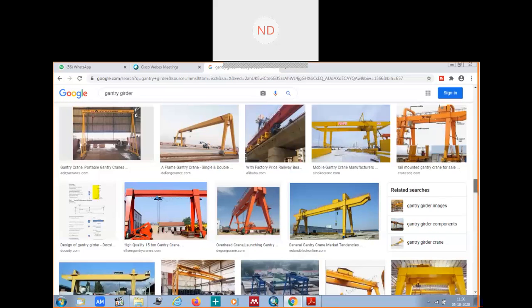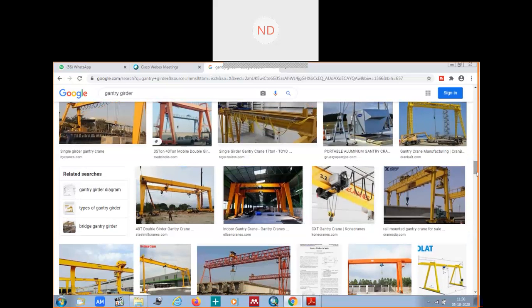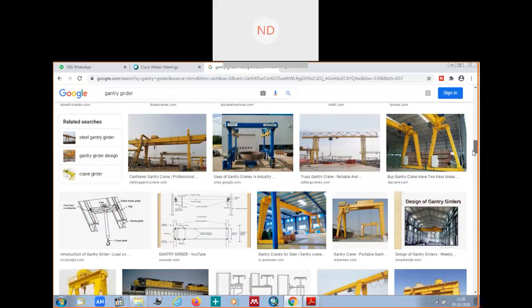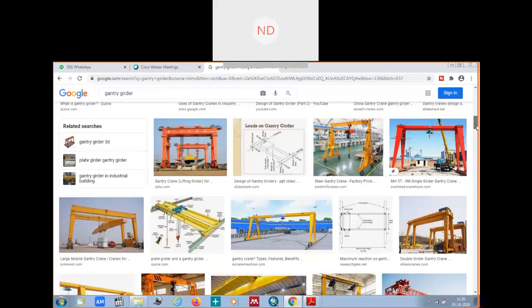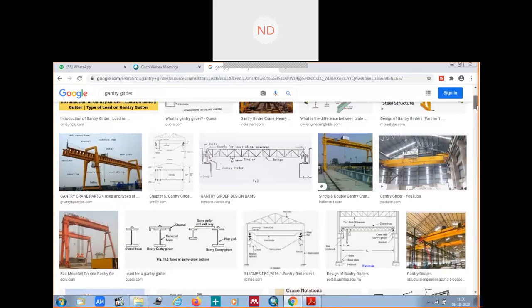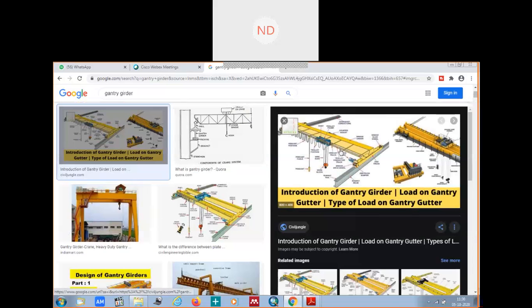These are your gantry girders. I think you got to know properly what your gantry girders are. Here you see properly. This is a rail section. This is moving from here to here with this crane girder. Crane girder is above this rail section, which is moving from here to here.